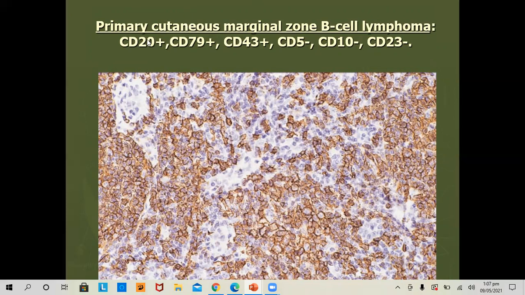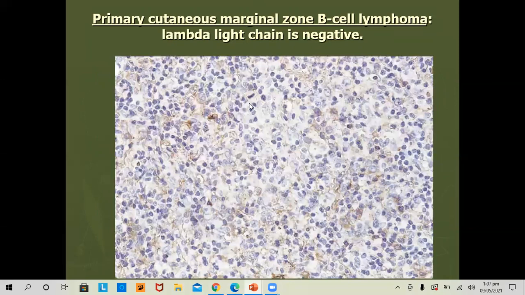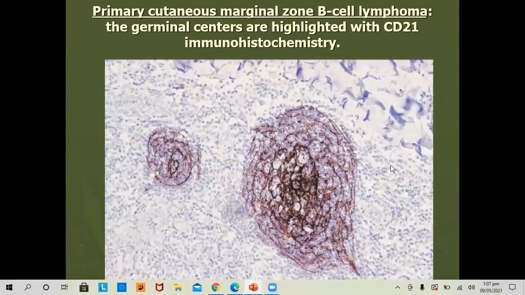If we do CD20 positivity and find that it is CD5 negative and CD43 is positive, then there is no doubt that it is a marginal zone lymphoma. Kappa light chain expression is seen in the tumor, while lambda light chain expression is negative. CD21 stains the follicular areas or germinal centers, which are present but rarely seen in the section.